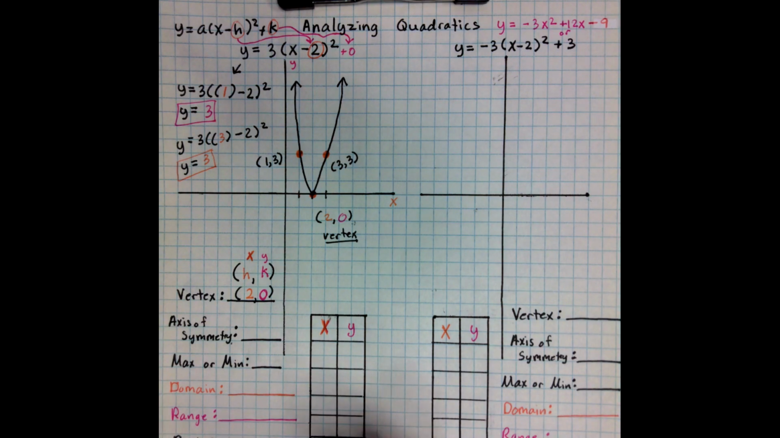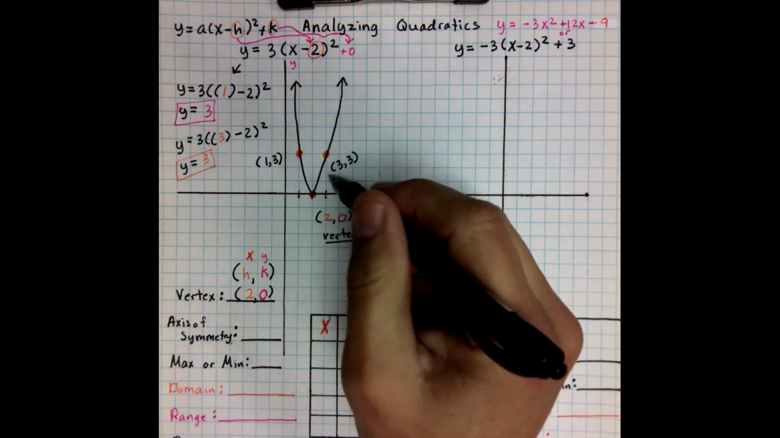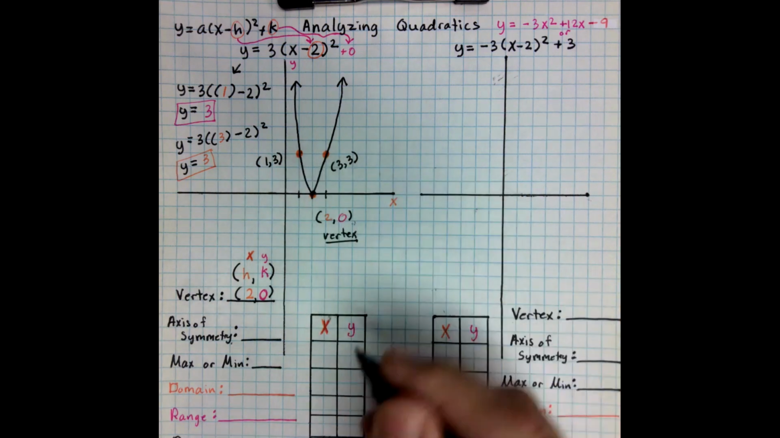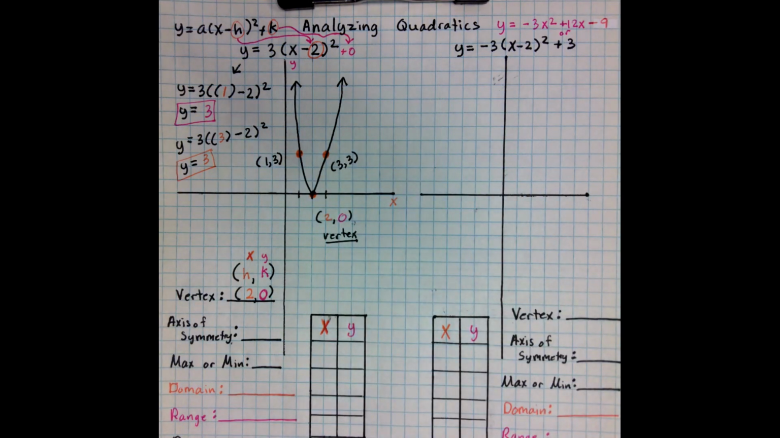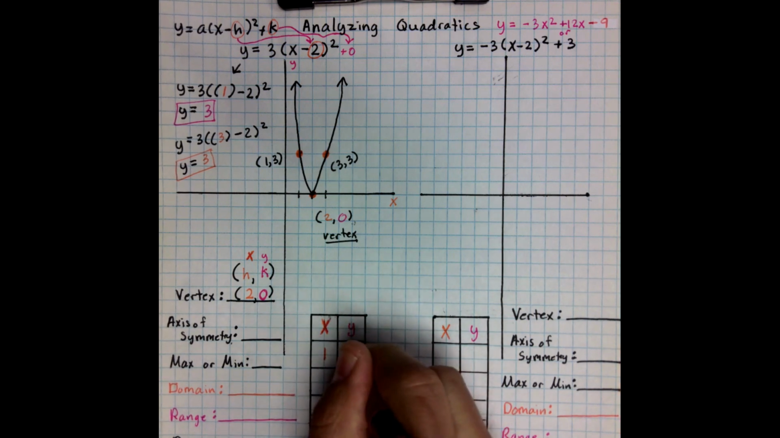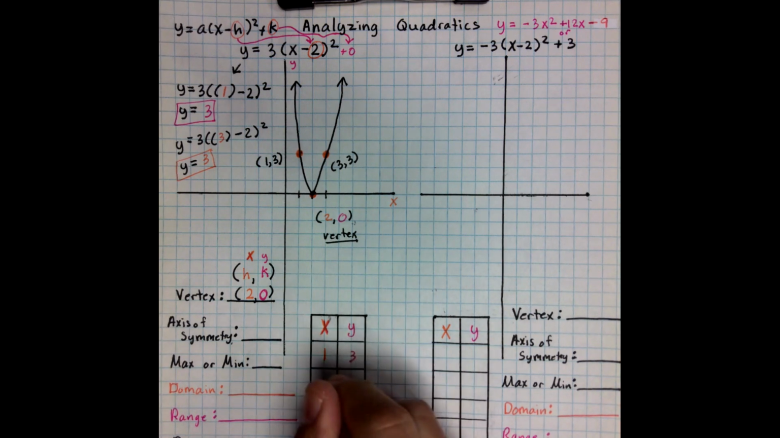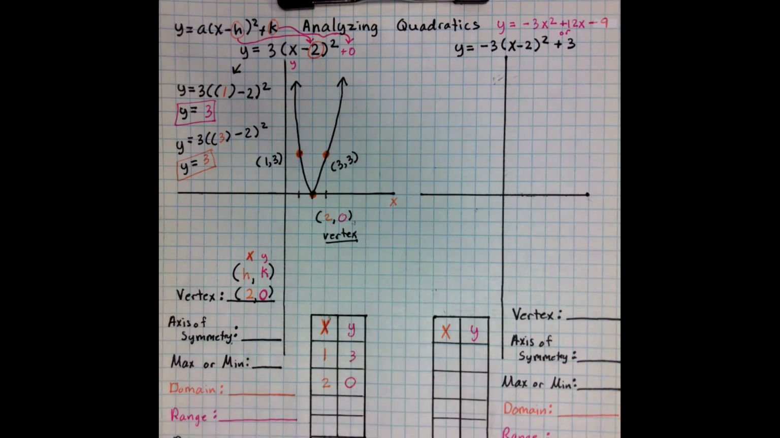Now I'm going to put these points into my table that we figured out so far. We said that we knew that over here we had 1, 3. So I'm going to put in my x and y values. So we have 1 and 3. Then our vertex is at 2 and 0. And then we had a point at 3 and 3.